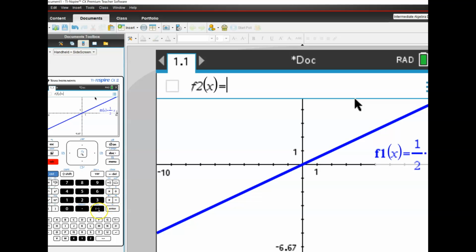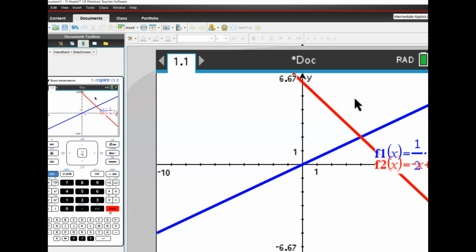Negative. Notice I have to put the negative, right? Do you see where I selected the negative? It's not subtraction. Push tab and you have to delete the previous functions. So I have negative x plus 6. Enter. Okay, so I see they intersect. What I have to do, well, I'll wait till we all have this on our calculator.